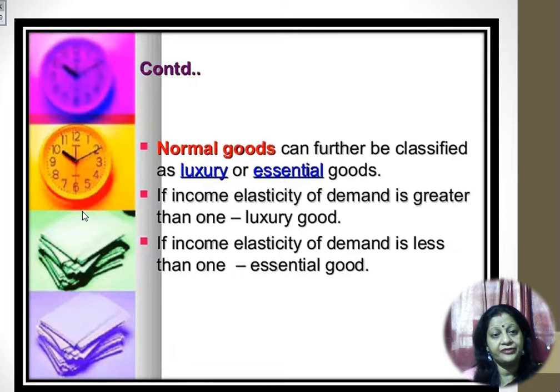Normal goods can further be classified as luxury or essential goods. If income elasticity of demand is greater than 1, it is known as a luxury good. If income elasticity of demand is less than 1, it is an essential good. Essential goods are those that become a part of our daily life, and luxury goods denote the status symbol of a person.